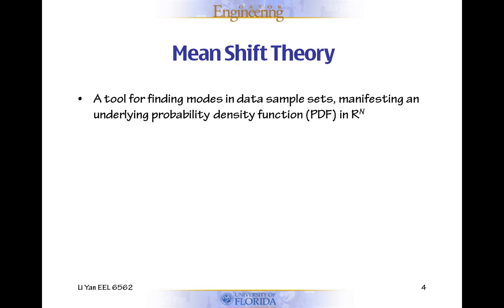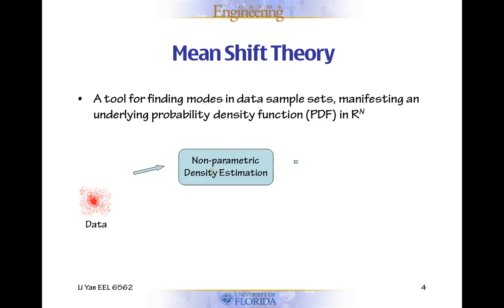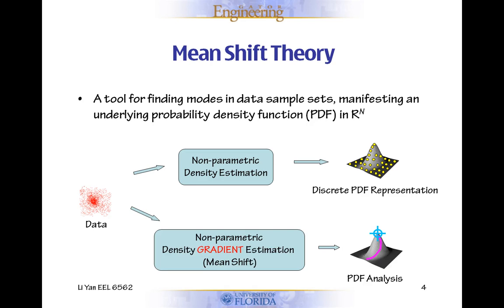As for the mean shift theory, it is a tool for finding modes in data sample sets, manifesting the underlying probability density function in R^N space. And for data, we usually have two kinds of methods to measure it. The first one is the non-parametric density estimation, which is based on discrete PDF representation. The second one is the non-parametric density gradient estimation, which is the mean shift.